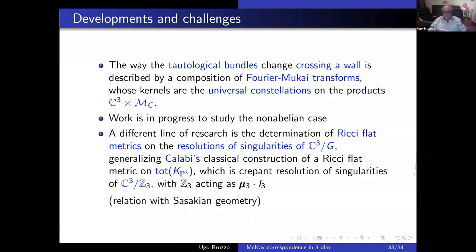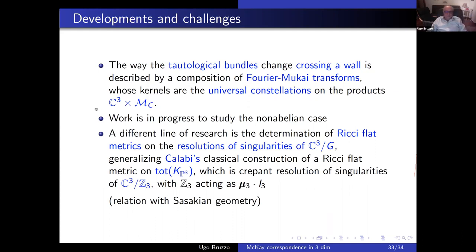And then you can prove that the change that you have in tautological bundles when you cross a wall, so you have two adjacent chambers on the two sides of the wall, this change is described by a composition of Fourier-Mukai transforms. The one corresponding to the constellation on one side and the one corresponding to the constellation on the other side. So it's one of these Fourier-Mukai transforms times the inverse of the other. And these describe exactly how the tautological bundle changes. I think this is very interesting.